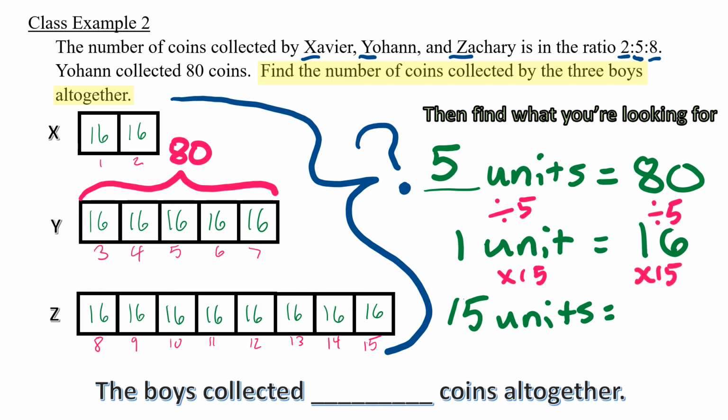So 16 per unit times 15 units total gives me my answer of 240. So that would be how many the boys collected all together. Again, I could have found that by finding Xavier's amount by 16 times 2, finding Zachary's amount by 16 times 8, and then adding them all together with Johan. But that's a lot of steps. This is a faster way to do it. Since I need the total, I know how many units are there. I can just multiply how much one unit is worth times how many units are there.